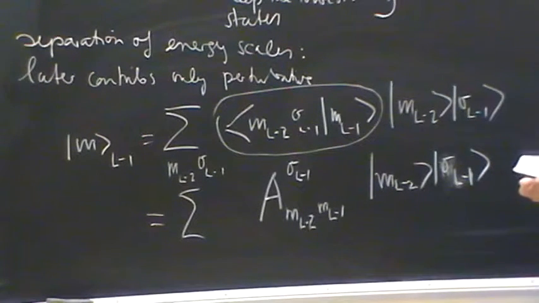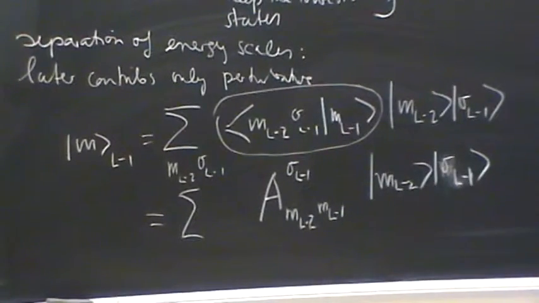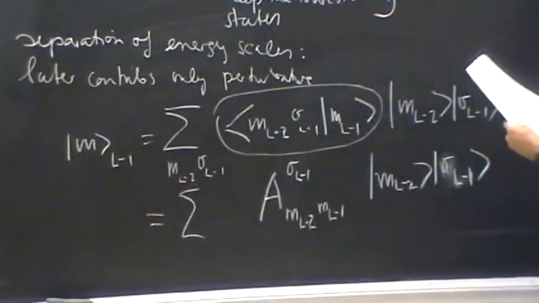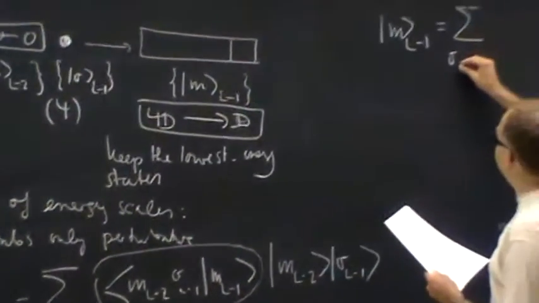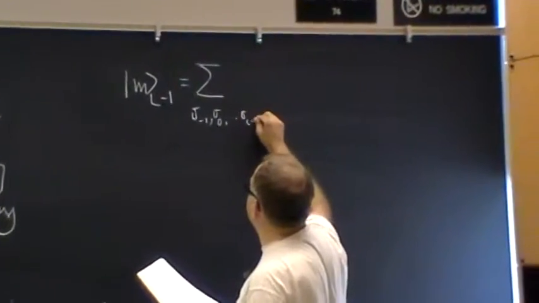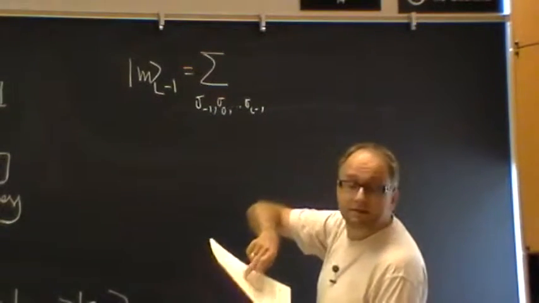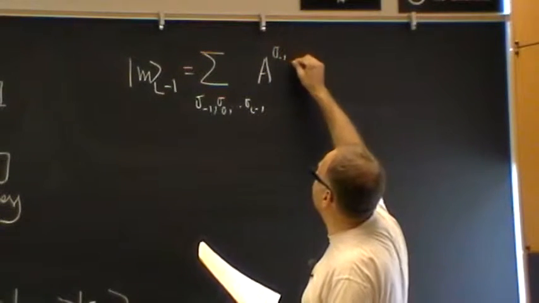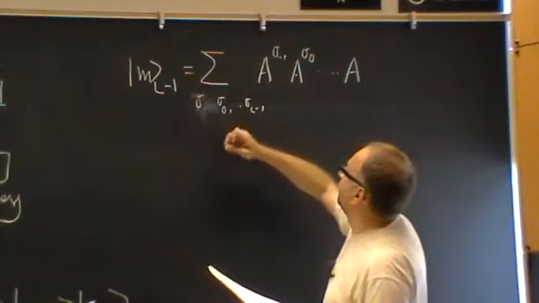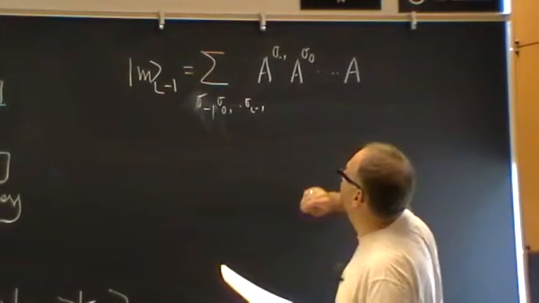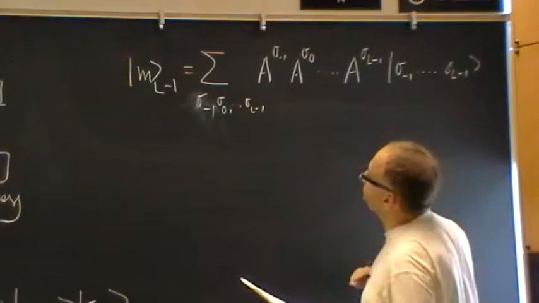Okay, and what you now see, of course, is that the whole thing can be recursed through this entire procedure. So what you have is that in the end, your state M_{L-1} is something like a sum from sigma_{-1}, sigma_0 to sigma_{L-1}. Don't worry about the fact that the numbering is a little bit weird in this whole thing. I think I did not care about it in my notes. So A^{sigma_{-1}}, A^{sigma_0} to A^{sigma_{L-1}}. It would start at 0. Sorry, sigma minus 1.